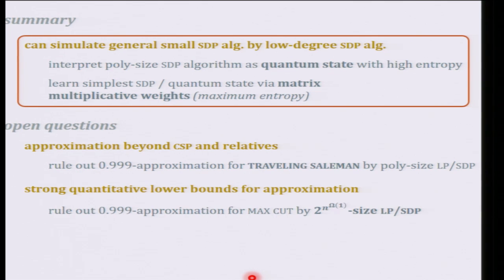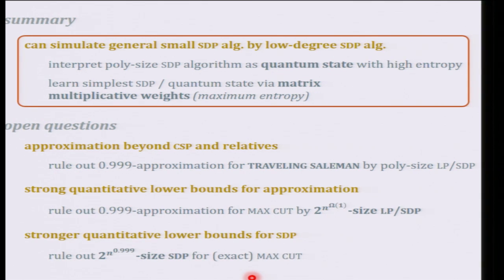Exactly. And then there are two quantitative questions. Sometimes we don't get the kind of quantitative bounds that you would expect, in terms of the size. And there's recent news that one of these questions was solved by Raghavendra, Mekka, and Kothari. Thank you very much.